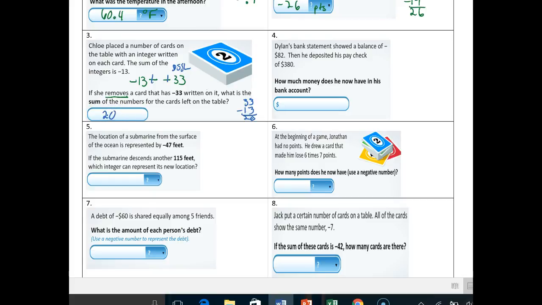Dylan's bank account showed a balance of negative 82. He then deposited his paycheck of 380. So depositing is adding money. So negative 82 plus 380, DSSL again. So 380 minus 82. Have to borrow here. This becomes a 7. That's a 10. That's 8. Then again, have to borrow. So 17 minus 8 is 9. $298 should be in his bank account.